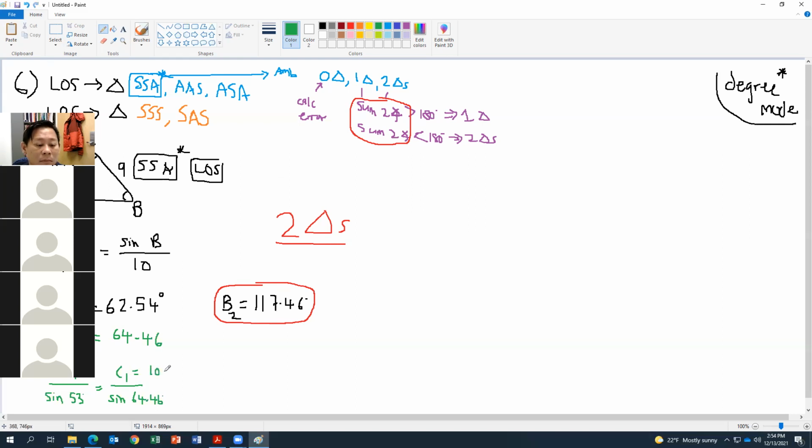10.17. And then you'd repeat the same thing for the second triangle. You find what is C2. So you take 180 subtracted from these 2 angles, 117.46 and 53. You will get your C2.